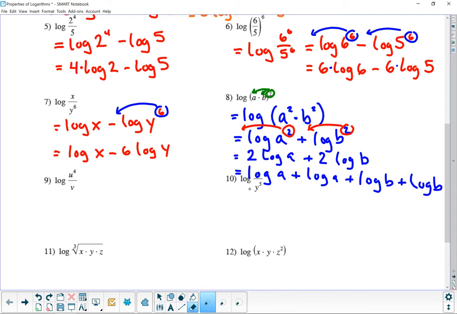Because I need that space, I'm going to erase that. And we're okay with just the exponent in the front. Okay.